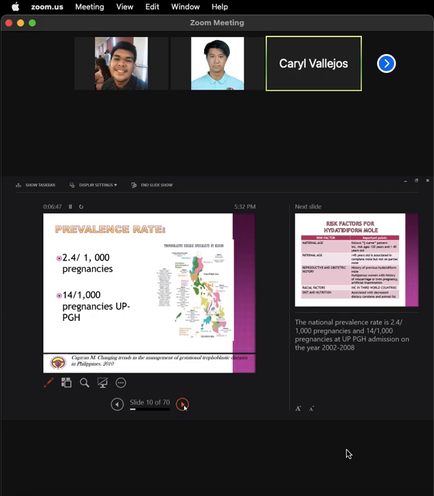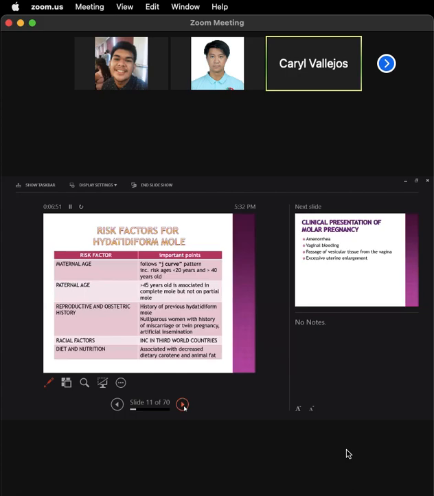year 2002 to 2008. So what are the risk factors of hydatidiform mole? These are the maternal age, the paternal age, reproductive and obstetric history, racial factors, and diet and nutrition. For the maternal age, this follows a J-curve pattern, which is an increased risk at ages less than 20 years and greater than 40 years old.